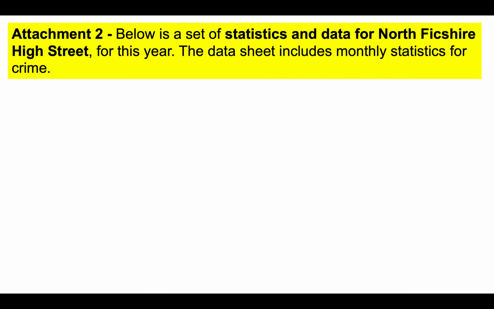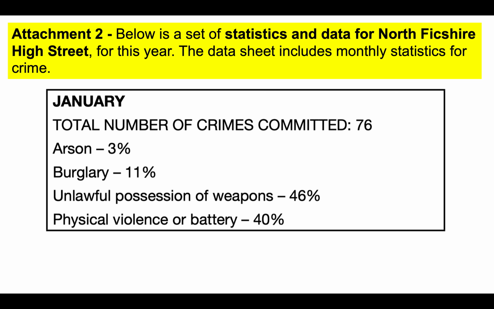So we are then given another attachment, and below is this time a set of statistics and data for North Fixshire High Street for this year. And the data sheet includes monthly statistics for crime. So we've got January, and you can see there it says the total number of crimes committed 76.